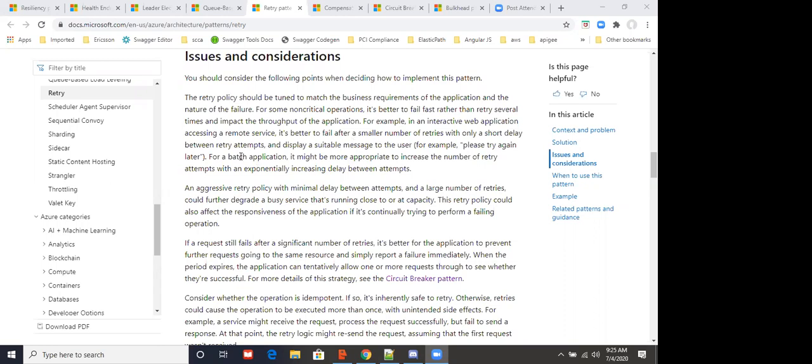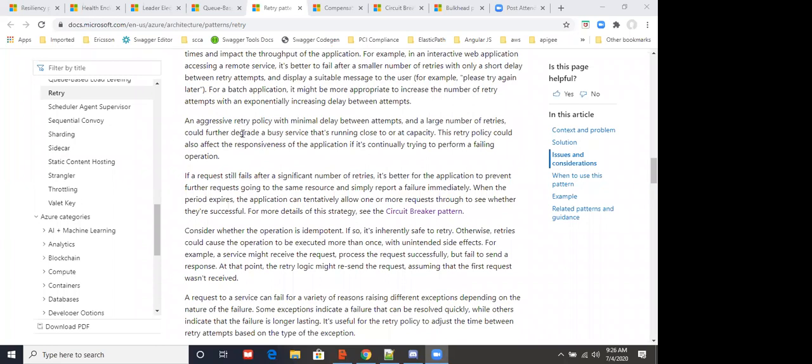Whereas in batch applications, you can increase your retry attempts and even use an exponentially increasing delay between the attempts. That's okay with batch applications because there is no user, and batch applications tend to take more time.